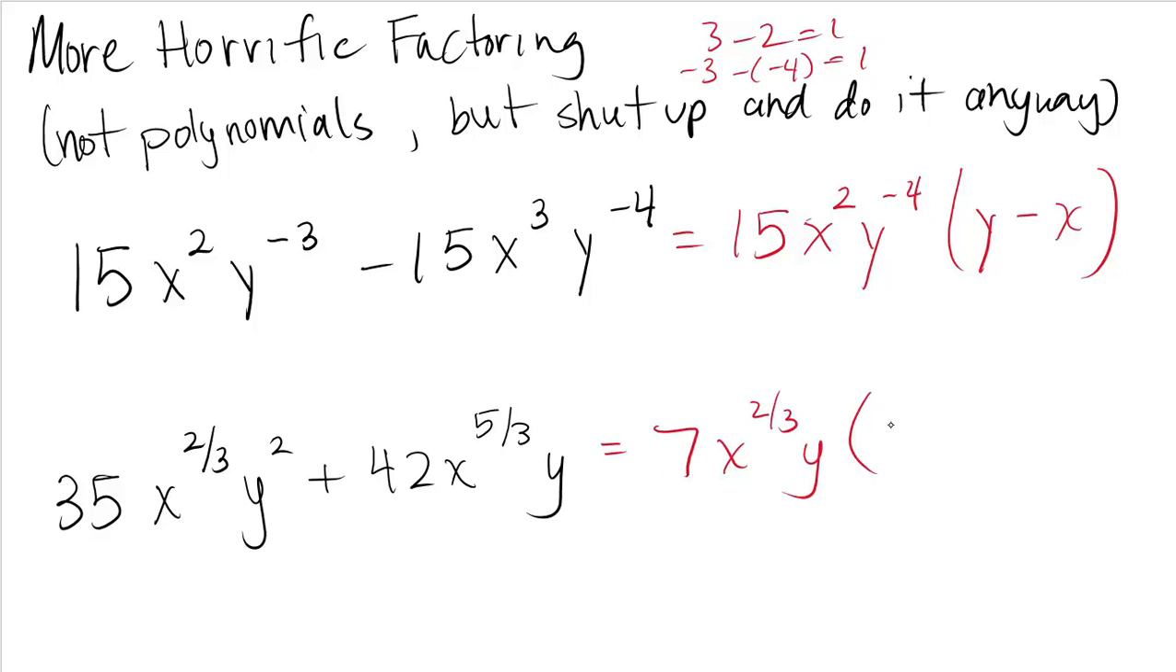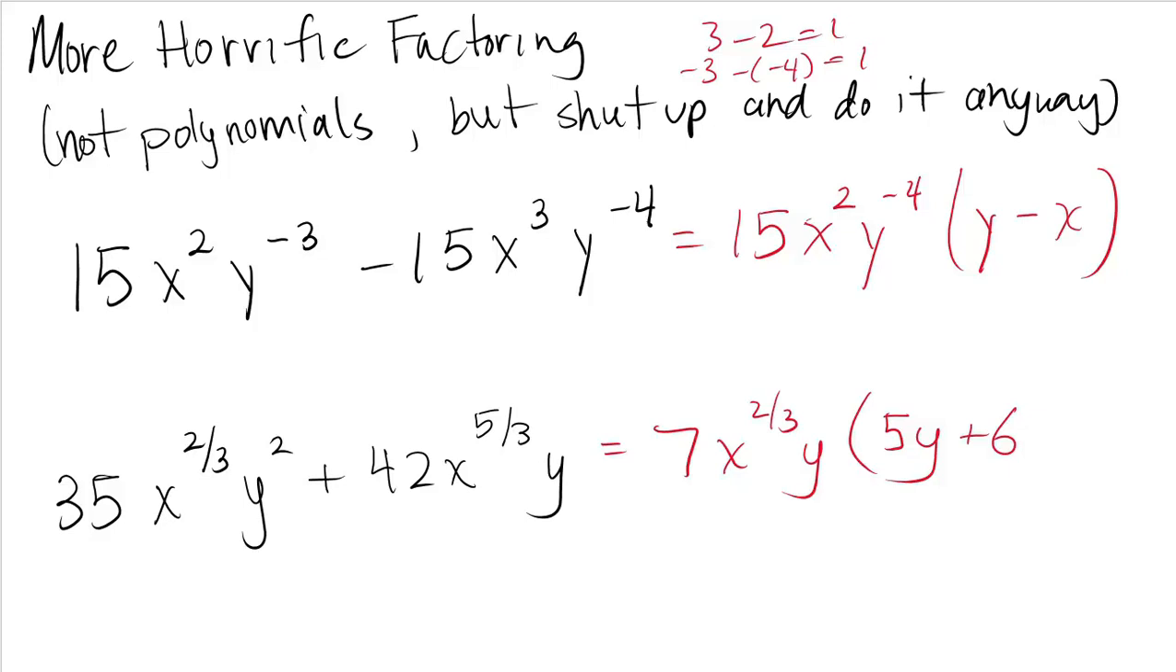So 7 times 5 would give me the 35. There's an x to the 2/3. That's exactly what we pulled out. I don't need to mess with that. I need to take y times y in order to get y squared. In the back, 7 times 6 to get the 42. And now here's the weird part. I ask myself, what do I multiply x to the 2/3 by in order to get x to the 5/3?